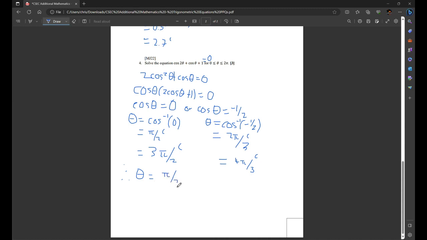So going from smallest to largest, the first angle is pi over 2, then 2 pi over 3, then I believe it's going to be 4 pi over 3, if I remember correctly, and lastly 3 pi over 2. So these are all our solutions for theta, and you notice that all of these are within our range, which is 0 to 2 pi.